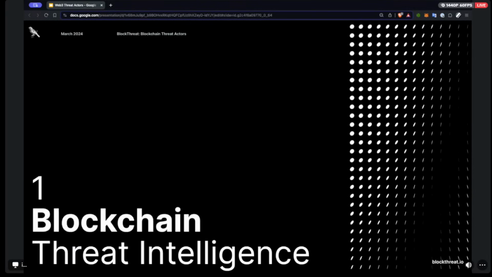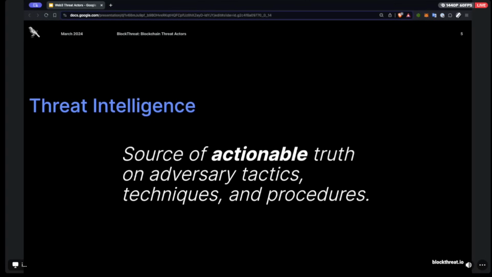Okay, let's talk about threat intelligence. First things first, threat intelligence is a source of actionable truth on adversary tactics, techniques, and procedures. The key here is actionable. We don't want to just talk about, hey, this attacker does this, and these are the techniques that they use, and this is how they launder their funds, and this is how they try to get in. It's very important to give actionable feedback to projects that you're trying to defend, to say what is it that you can actually do? Or if you're an auditor, what is it that you really should focus on? Because that's what attackers are doing. So if you want to save a project, you can't look at every possible thing. You have to focus.